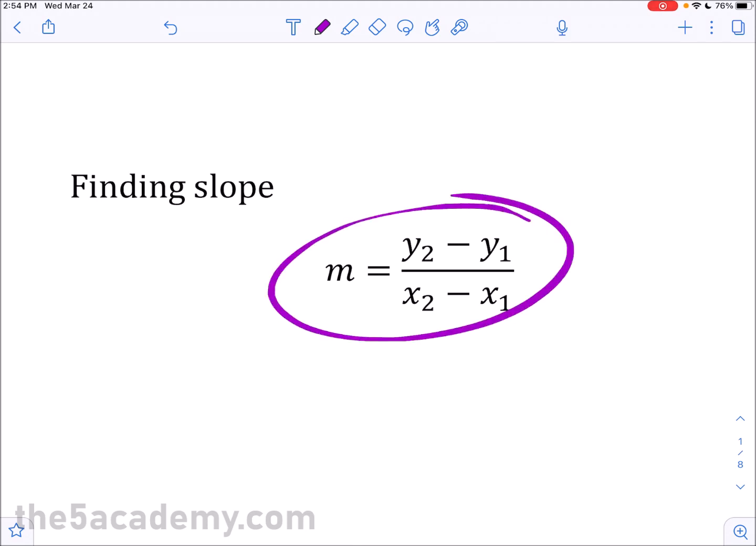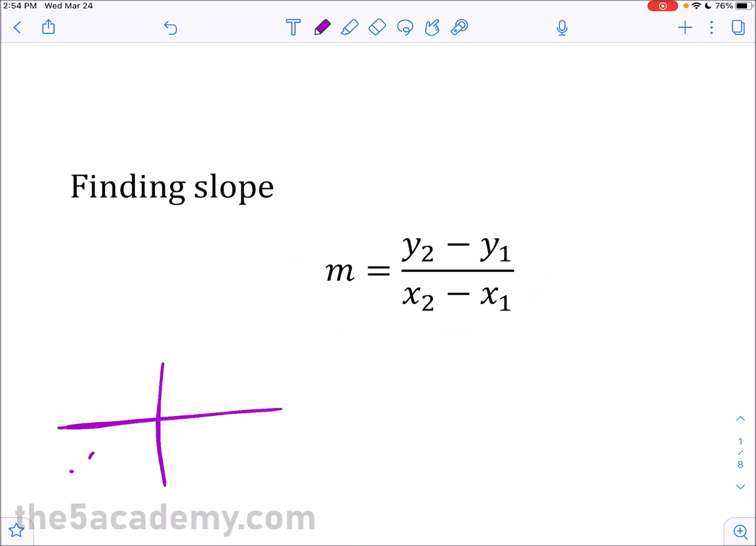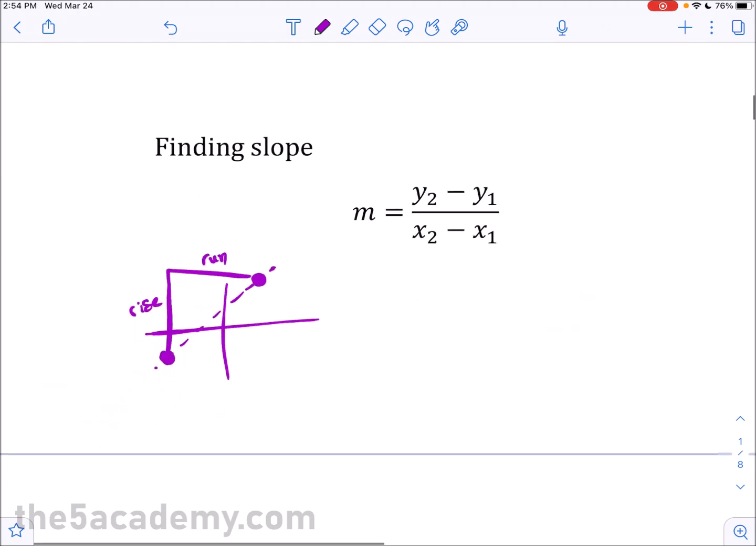Slope, as long as you can remember this formula, or that, if I give you a line and I drew it like this, you should be able to find the rise divided by the run between 2 points to get the slope of the line. This equation does the exact same thing.